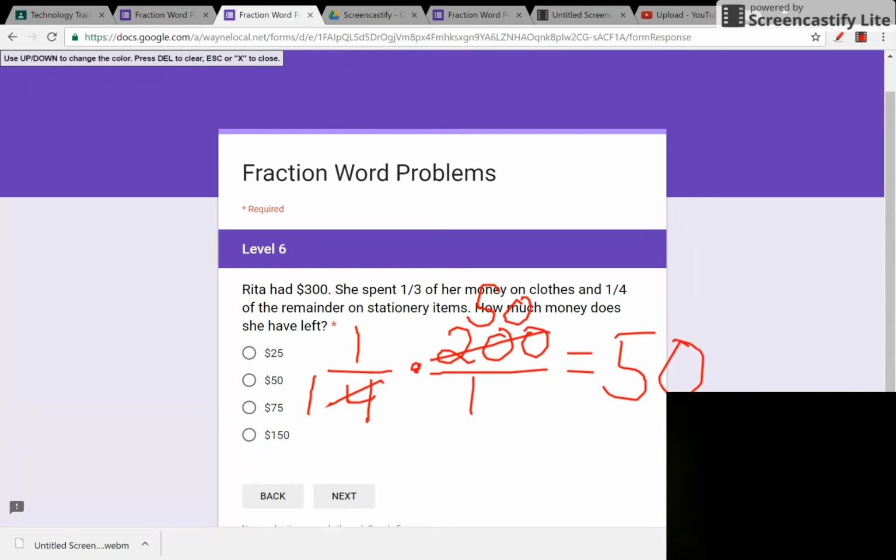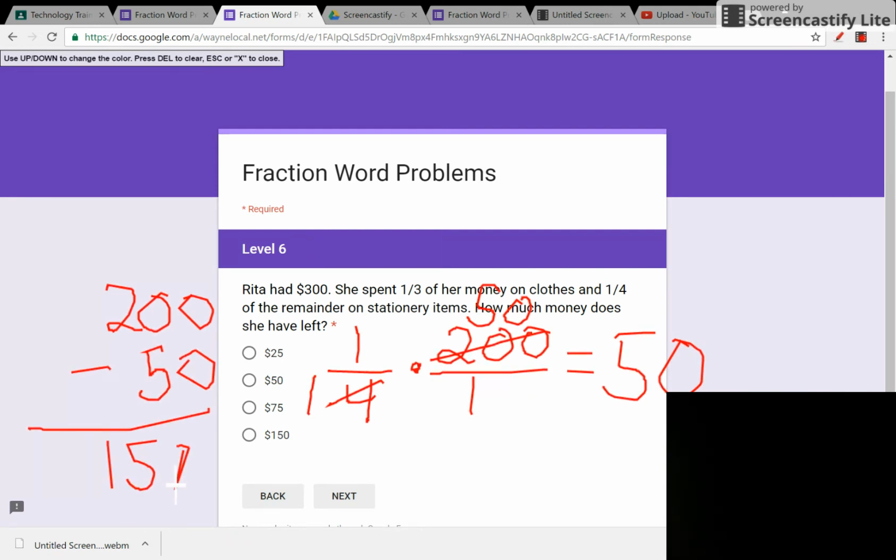Now, some of you may have gotten that far and said, well, yeah, that's what I put, 50. The question is, how much does she have left? Well, her original remainder was 200. Now she just spent another 50 on stationary items. So how much does she have left? $150.